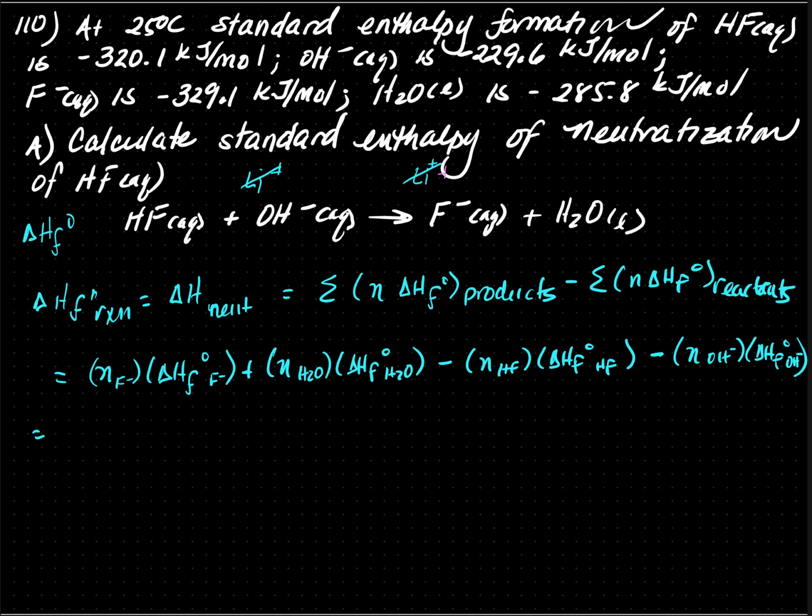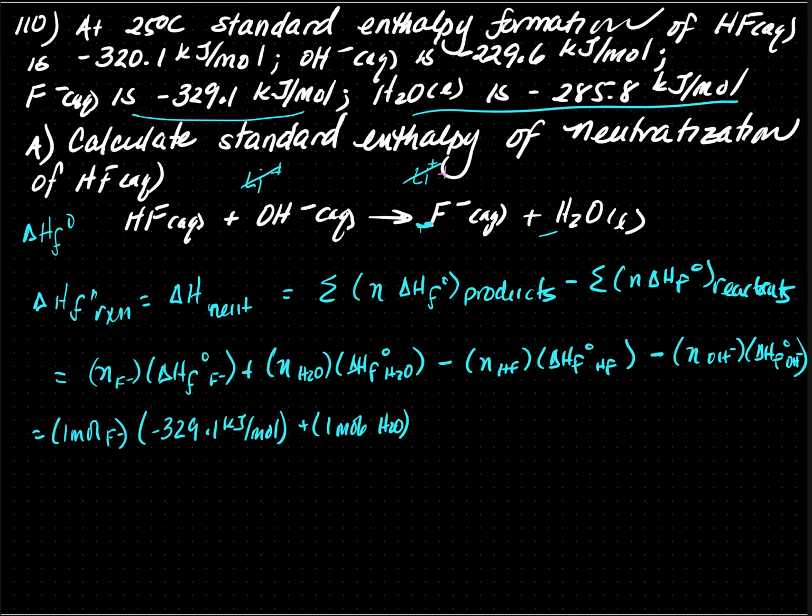Now I'm going to plug in because all these values were given. So the fluorine ion has a coefficient of 1. So this is going to be 1 mole of F minus. The standard formation of F minus is given up here. So this is going to be negative 329.1 kilojoules per mole. There is 1 mole of water. The formation is given above as negative 285.8 kilojoules per mole.